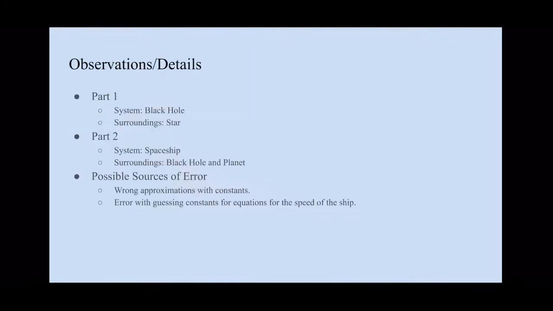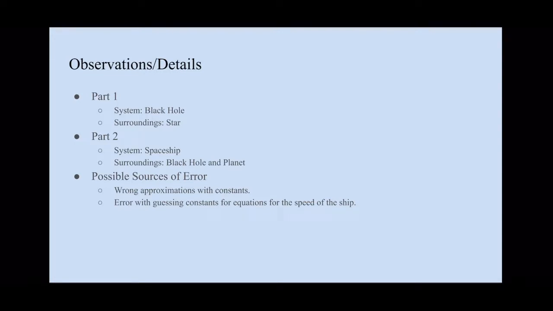For Part 1, the system was the black hole and the surroundings were the star, and for Part 2, the system was the spaceship and the surroundings were the black hole and the planet. Some possible sources of error for the lab could be wrong approximations with the constants, and error with guessing constants for equations for the speed of the ship.